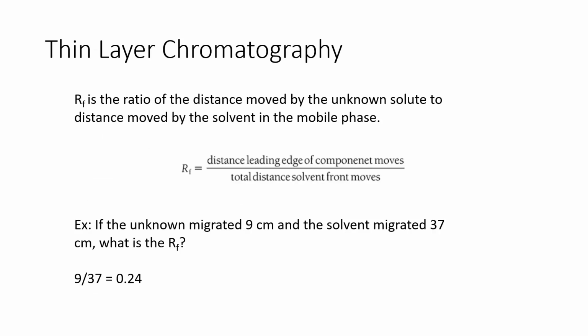RF is the ratio of the distance moved by the unknown solute to the distance moved by the solvent in the mobile phase. So the calculation is RF is equal to the distance the leading edge of the component moves divided by the total distance the solvent front moves. For example, if the unknown migrated 9 centimeters and the solvent migrated 37 centimeters, what is the RF? The RF is 0.24. That 0.24 can then be compared to known solvents on that same plate, and then you can determine the identification of unknowns.